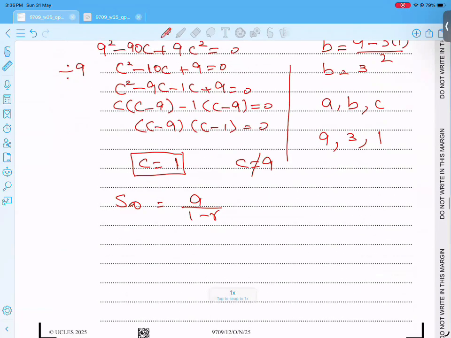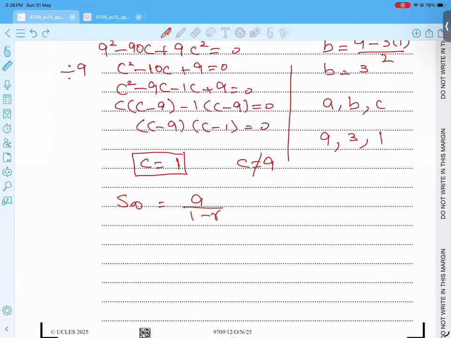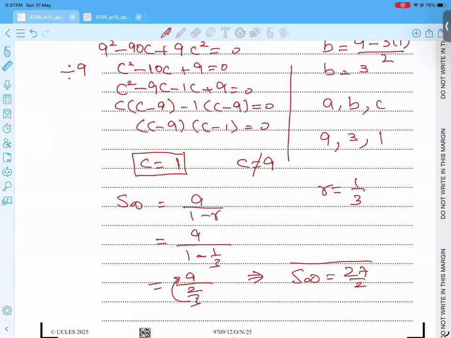So now first term is 9. And what is the common ratio? Common ratio is second term divided by the first term, or third term divided by the second term. Common ratio is 1 over 3. So 9 over 2 over 3, it flips. So I get the sum to infinity, 27 over 2 is my final answer for the sum to infinity. I hope the point is clear.